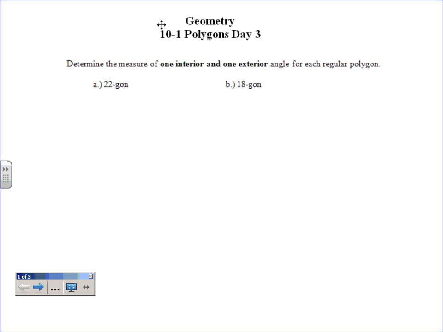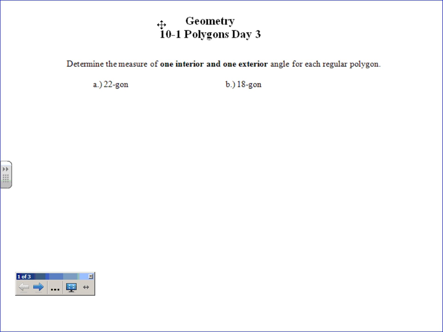So here it says determine the measure of one interior and one exterior for each regular polygon. It does have to be regular because remember we just said from the assignment that regular means all the angles are the same and all the sides are the same. And that's the only reason we can actually find it. So letter A says a 22-gon. How many sides does a 22-gon have? Well, 22. How many angles does it have? Well, 22. No big deal.